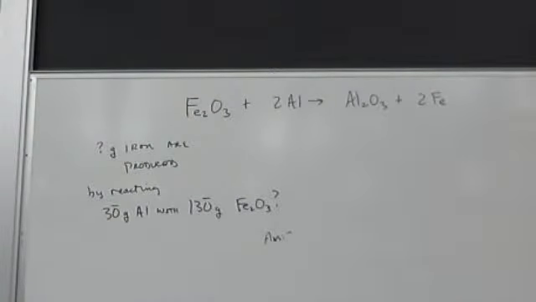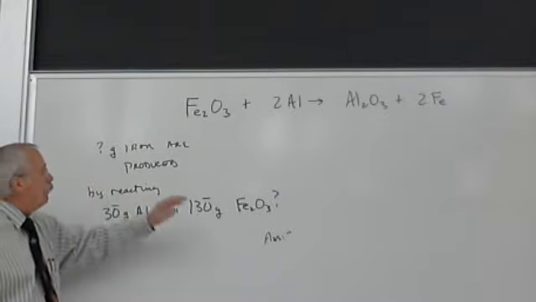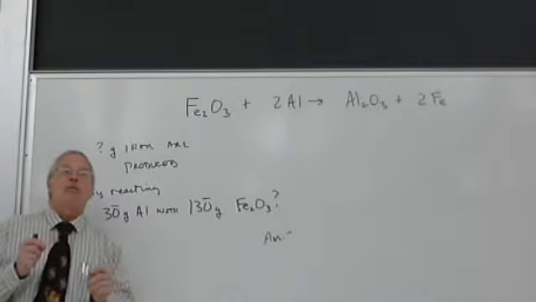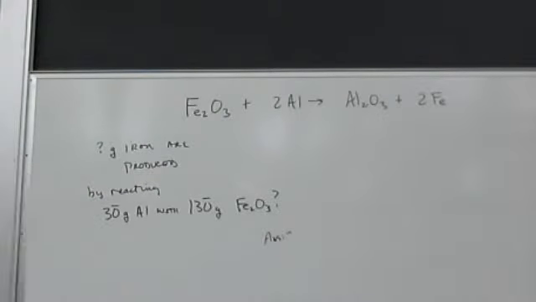So to answer this question I'm going to perform two stoichiometric calculations. One: how much iron can I make from 30 grams of aluminum? Straightforward stoichiometry problem. The second: how many grams of iron can I make from 130 grams of iron 3 oxide? Those are two separate problems. Once I get those two answers, I will pick the smallest of the two as my final answer, because that substance must have been the limiting reagent. It ran out after it made that much, and so no matter how much of the other substance I have, I cannot make any more of the product.